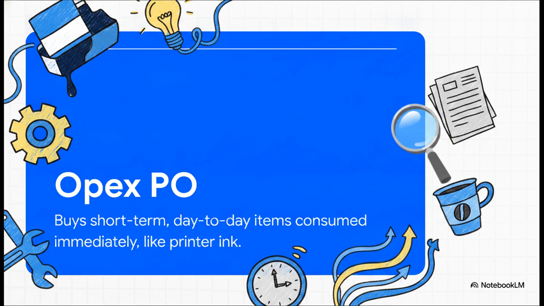Now, on the exact opposite side of the spectrum, we have Opex, or Operational Expenditure. An Opex PO is used to buy short-term, day-to-day items or services. These are things that get consumed immediately, literally just to keep the lights on and the business running. We're talking about printer ink, the monthly electricity bill, or minor routine equipment repairs.